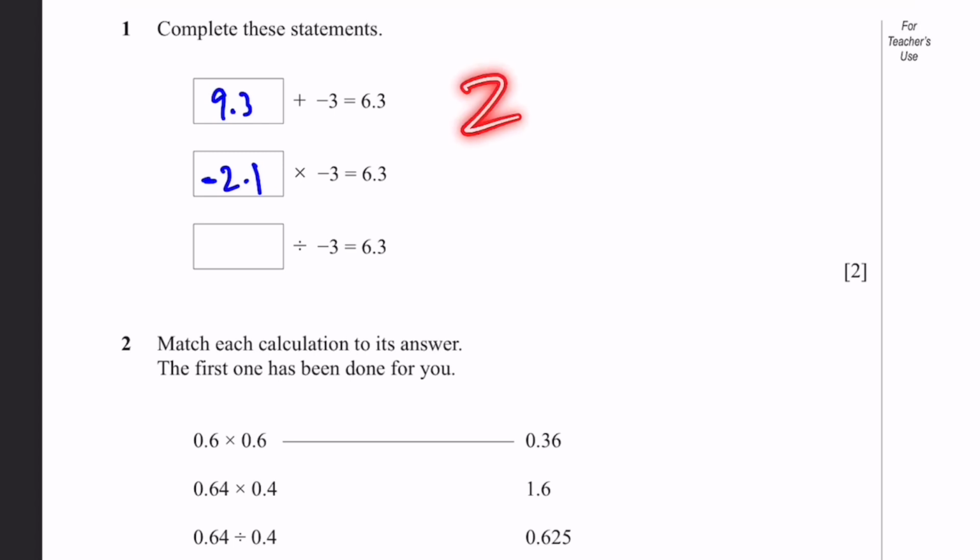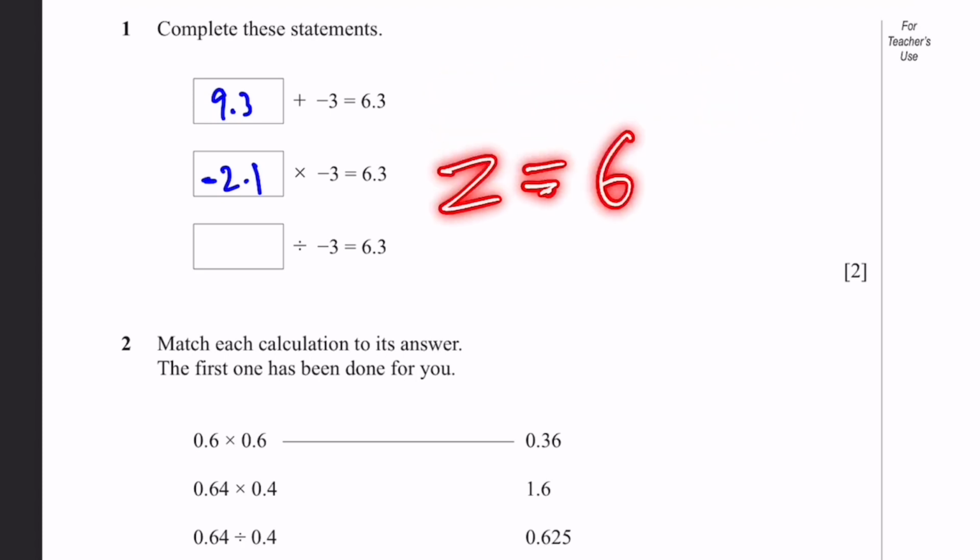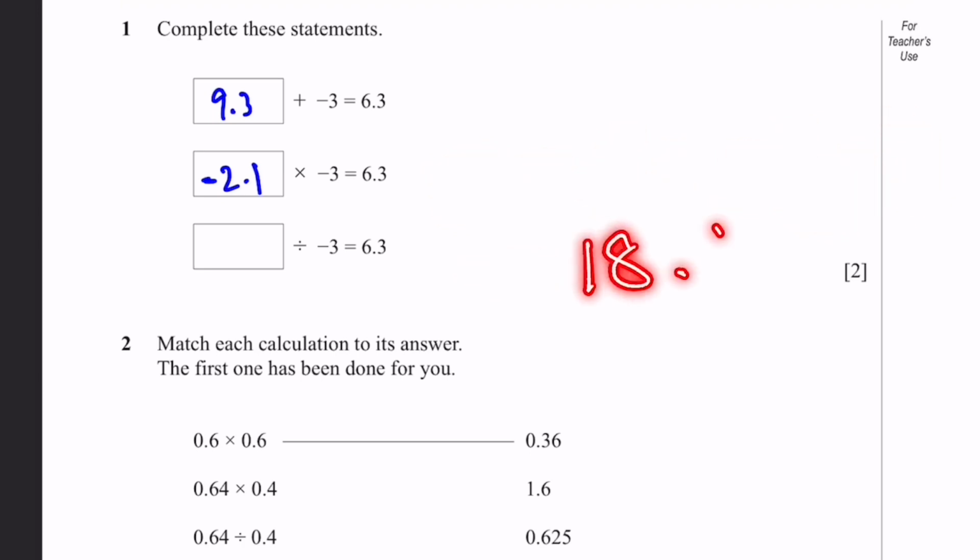Let's name it as z. Z divided by negative 3 is equal to 6.3. Z is equal to 6.3 multiplied by negative 3. And that's equal to 18.9. But then it's negative as well. And negative 18.9 is the answer.